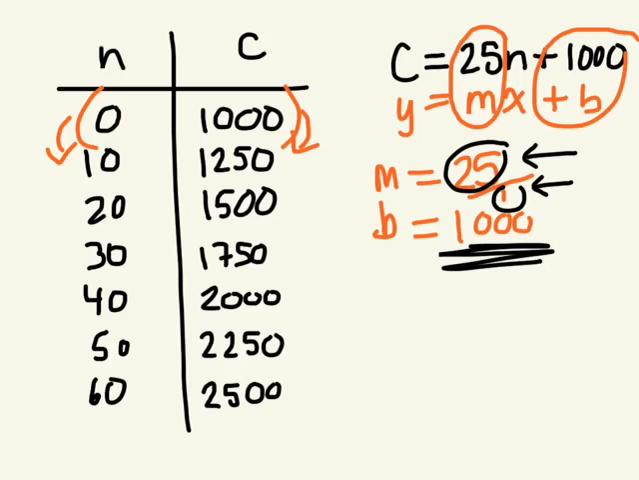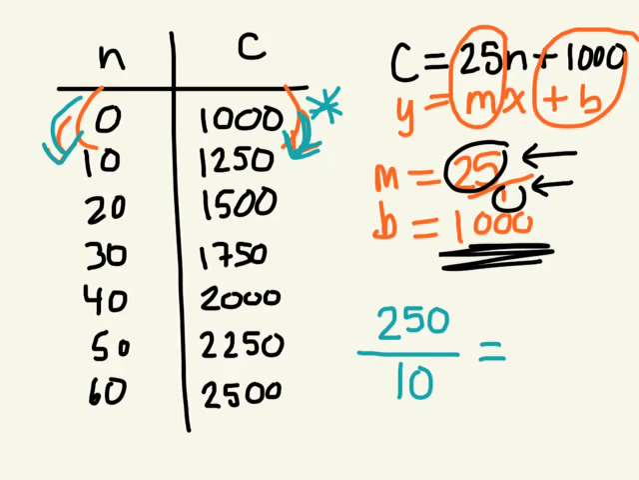What did the table tell us? That it starts at 1,000, and then what happens? How much does this increase by? We said it earlier, 250. Okay, for how many people? For every 10 people. Okay, there's a difference between the table and the equation. But really, when you simplify this, what's 250 divided by 10? $25. Is it the same slope?